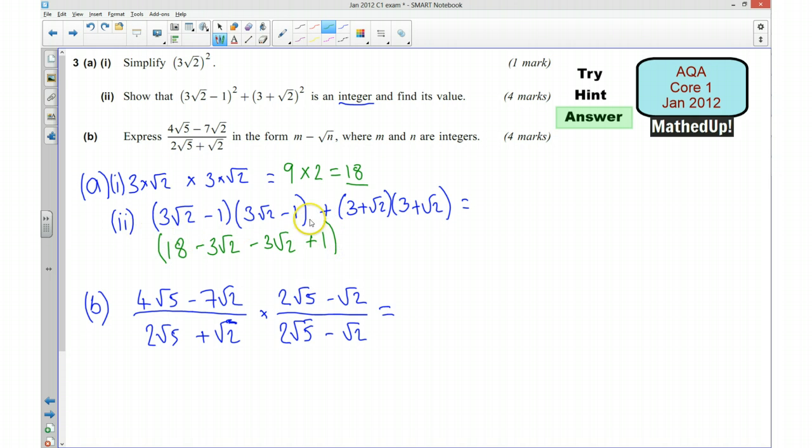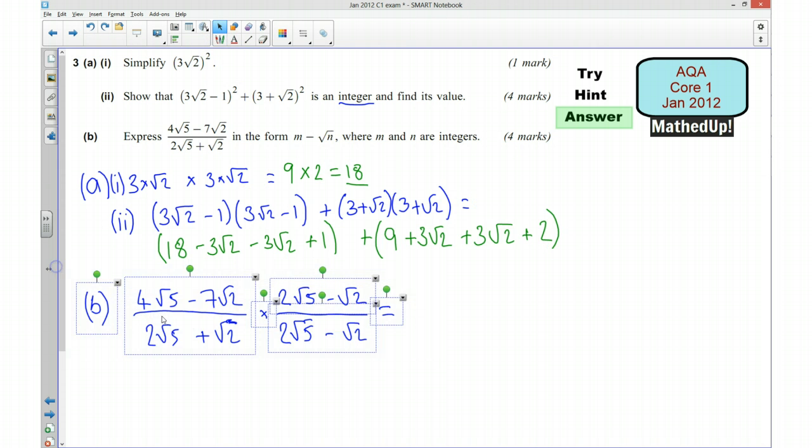Okay, so that's that part of it. I'm now going to add to it, and we're going to have 3 times 3, which is 9, 3 times root 2, which is plus 3 root 2, root 2 times by 3, which is going to be plus 3 root 2 again, and root 2 times by root 2, which is 2. So that's going to be plus 2.